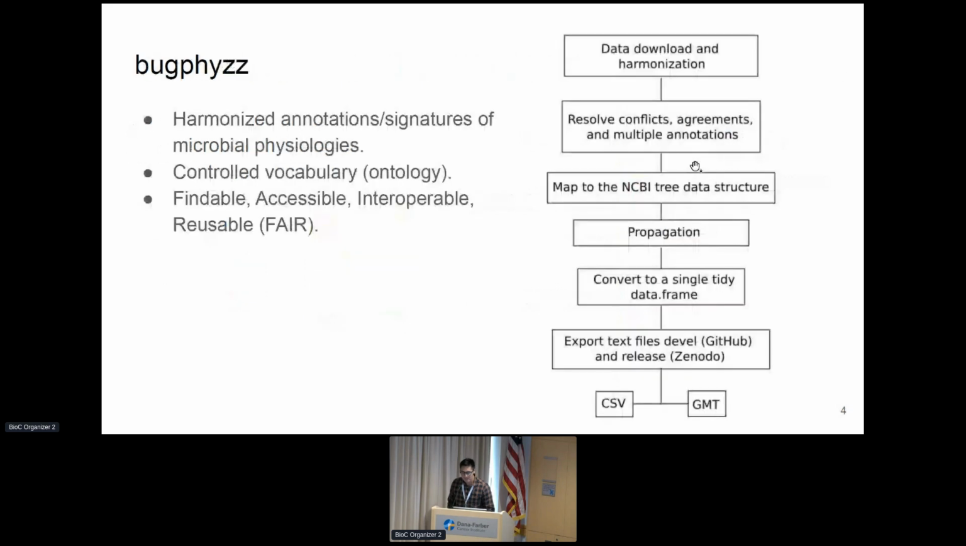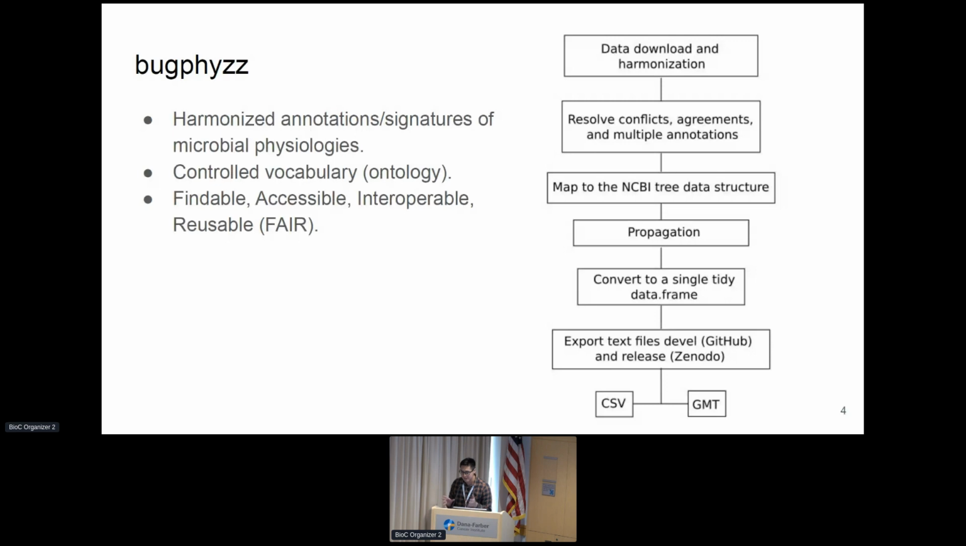So that's how we started working with Bugphyzz, which provides harmonized annotations, which can be turned into signatures for microbial physiologies. And we have a controlled vocabulary for these terms based on ontologies. I'm not citing anything here because we have different sources of ontology. And we would like to make these data findable, accessible, interoperable, and reusable, FAIR. So on the right, you have some kind of loosely the workflow that we're following.